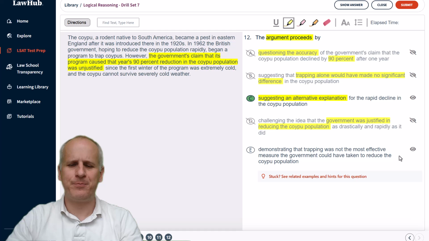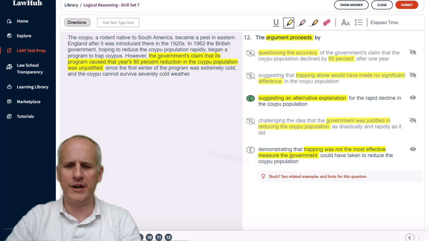Then choice E, demonstrating that trapping was not the most effective measure the government could have taken to reduce the coypu population. Doesn't present an alternative plan. It just says that the plan, while it may have been effective, wasn't as effective because there was another cause for the coypu population to precipitously fall that 1 year. So, of course, we eliminate choice E.